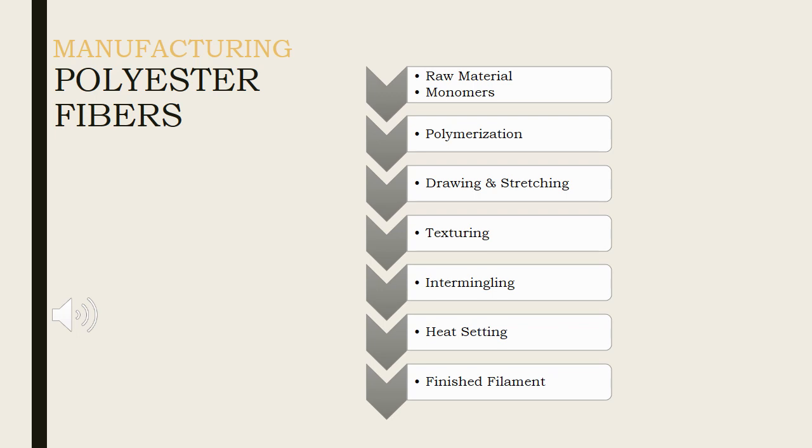Then the molten polyester polymer is drawn through an extruder and stretched into long strips. In the next step, these strips are textured by cooling, drying and breaking apart into small pieces. The resulting chips are then melted again to create a honey-like substance.